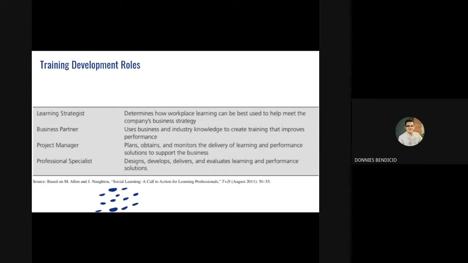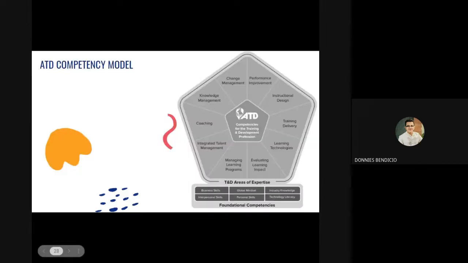We also have project managers, who plan, obtain, and monitor the delivery of learning and performance solutions to support the business. We also have professional specialists, who design, develop, deliver, and evaluate learning and performance solutions. And we also have the ATD competency model, which comes from a study of training professionals conducted by ATD. The figure presented here is the ATD competency model that describes what it takes for an individual to be successful in the training and development field.